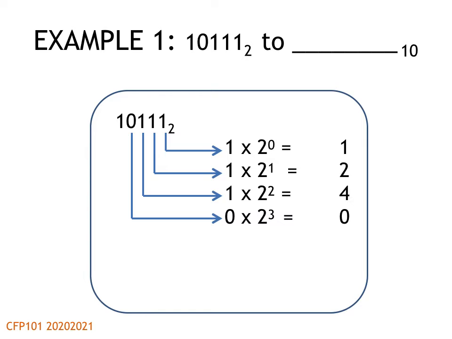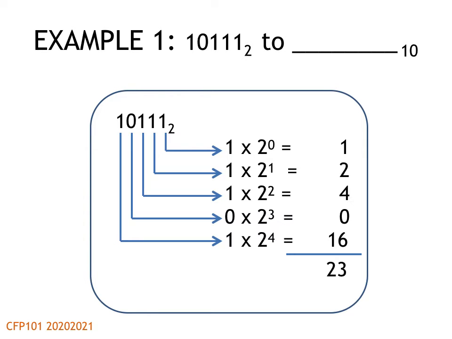Now, if it is 0, you can disregard that process. Just make sure to take note of the powers. Now, lastly, there's another bit there, which is 1, and we multiply it by what? 2 raised to 4, which is 16. Now, after that, we sum up all the products to get 23. So there you have it. You have 10111 in base 2 is now 23 in decimal.